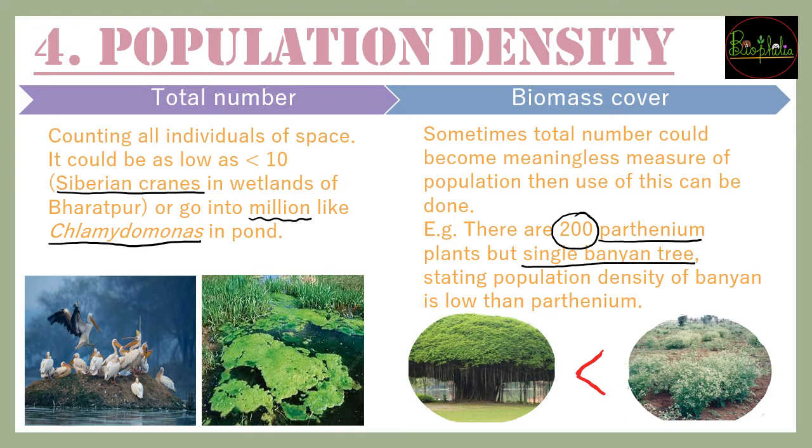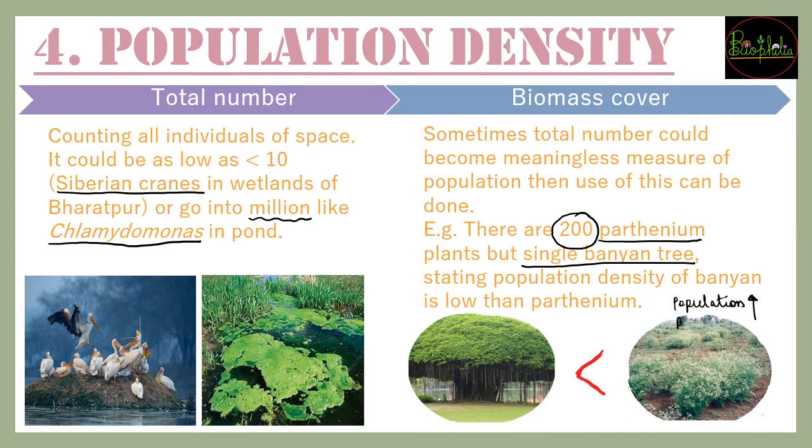In that condition, once you understand biomass cover, वहाँ पे what will you say, that the population density of banyan tree is going to be lower than that of Parthenium, because once the limited area is given, एक एरिया में एक banyan ट्री है या एक एरिया में 200 है, तो who is going to be more in population? Population is more for the case of Parthenium, right? Population is more for the case of Parthenium.